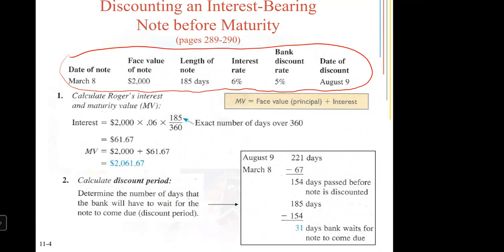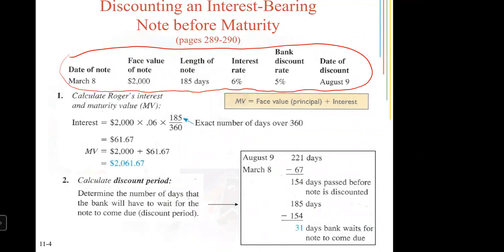You will see that August 9th is the 221st day of the year. And March, when the note was written, is the 67th day of the year. So when you subtract, you would get 154. So this company had the note for 154 days.